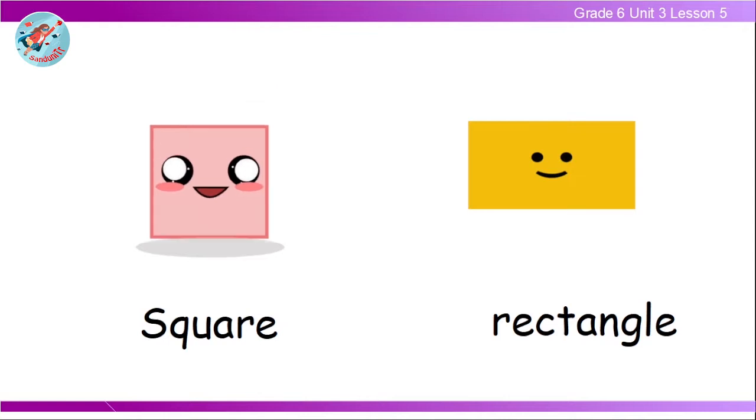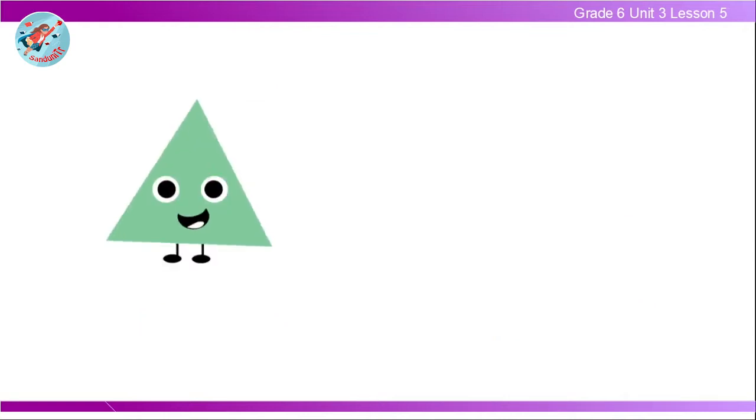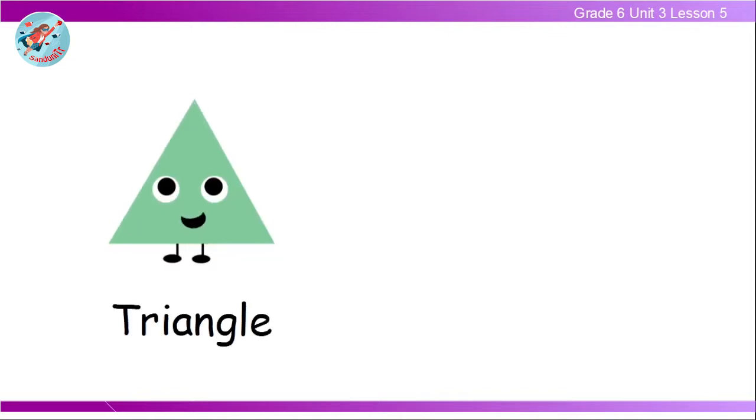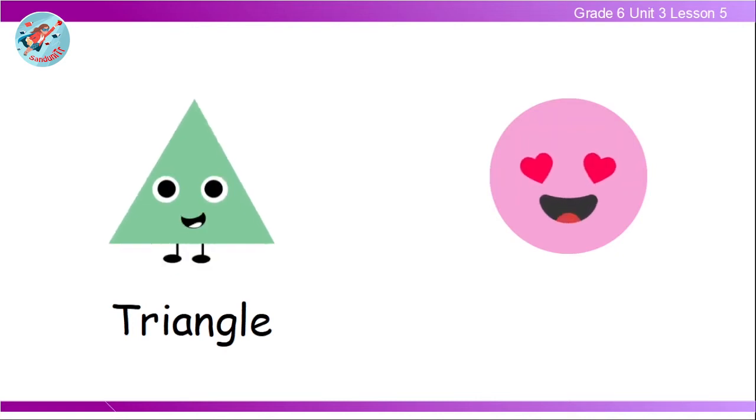Here comes the third one. What is it? It's a triangle. Triangle. Spell the word. T-R-I-A-N-G-L-E. Triangle. Next one is a circle. Circle. C-I-R-C-L-E. Circle.